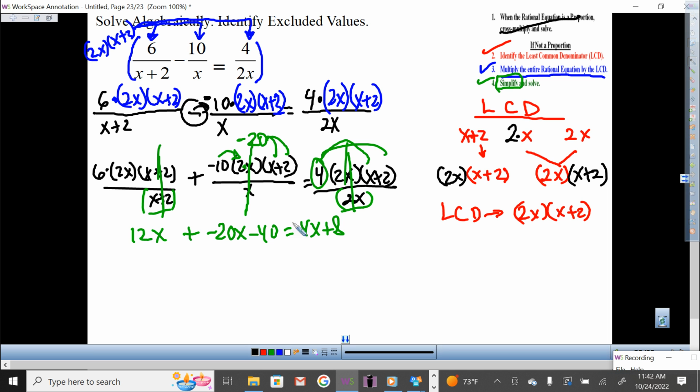Do we know what to do from there? Yeah, let's continue. Combine like terms. Negative 8x minus 40 equals 4x plus 8. And the rest is history. Get all variables to one side and solve for x.